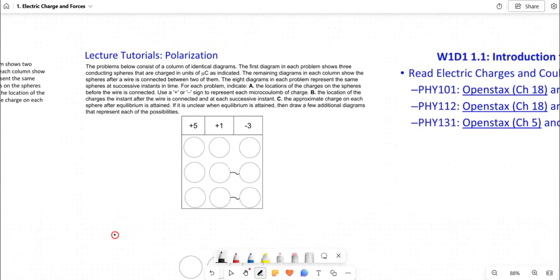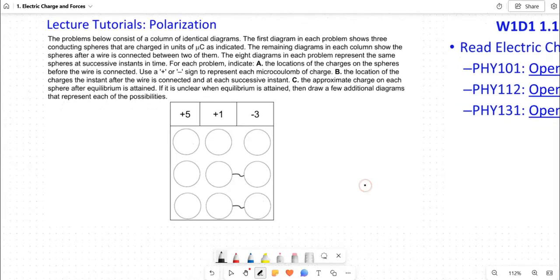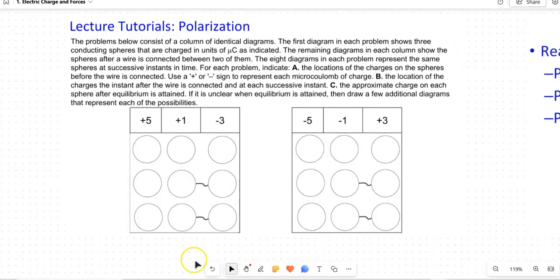Let's try the polarization one, okay? Now this one may seem to be confusing at first for some people, but it's actually quite easy. You just have to stick to the rule that only electrons can move. I wanted to add an extra one so we have better context on some things. So let's go ahead and get started. Here we go.